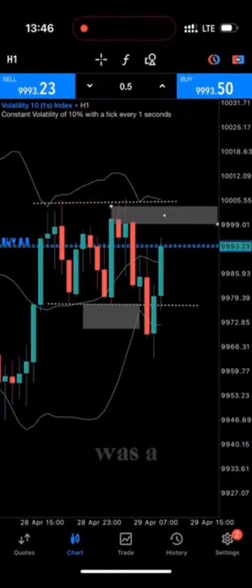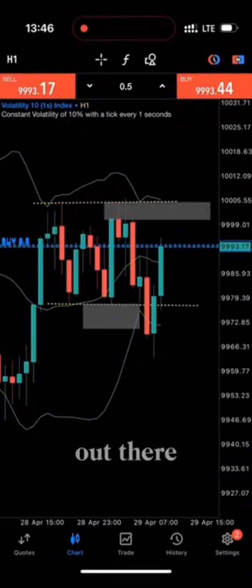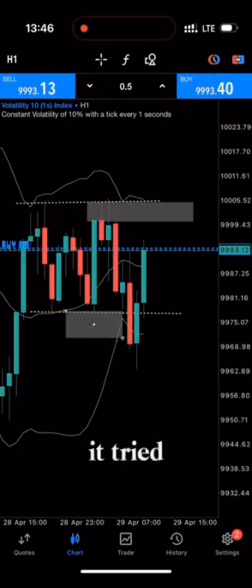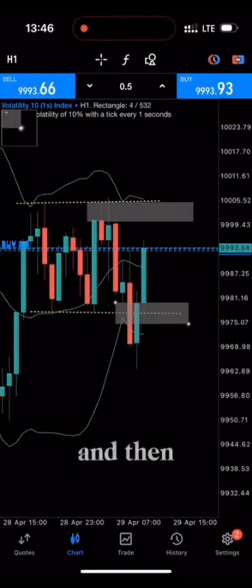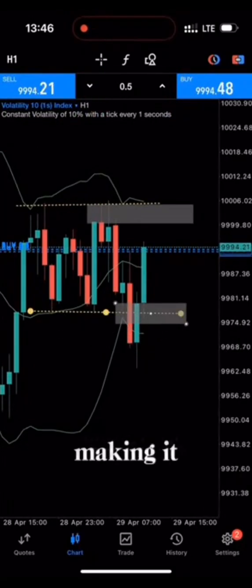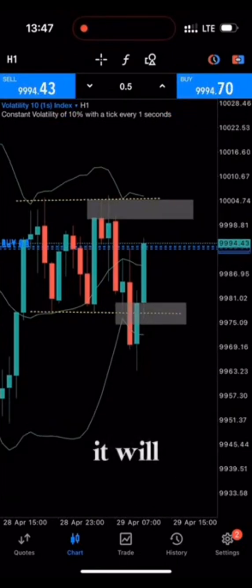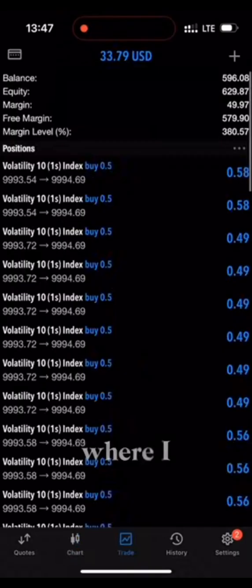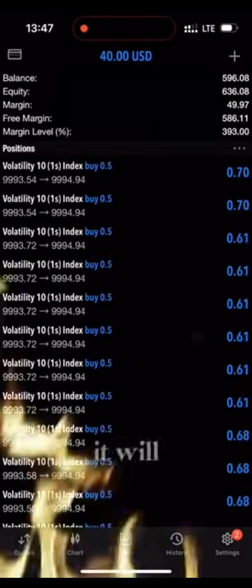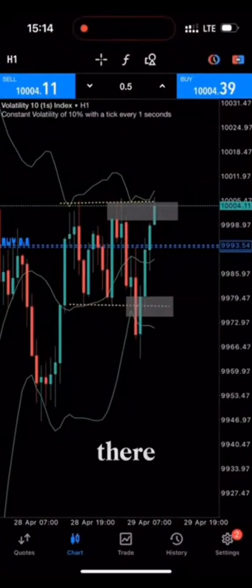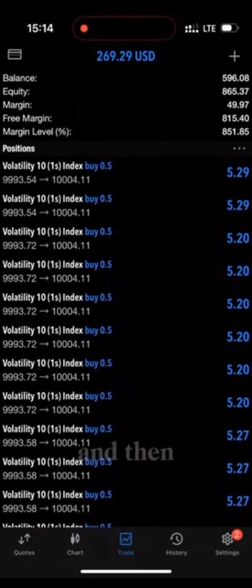Since there was a false breakout there, you see it tried to break going downwards and then it came back up, making it a fake out, right? So what happens with fake outs is that it will continue to go up to that level where I've put the shadow zone. It will continue to go up there to touch the trend line, and then after that it will go down. I don't know, it always does that in most of the scenarios I trade on.